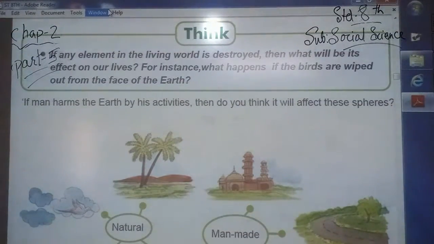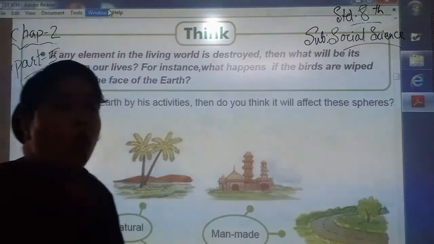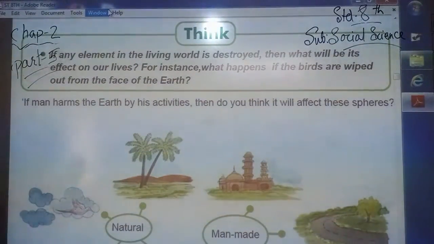This is one of the fifth part of chapter 2, standard 8, subject social science. I think it is the last part of the chapter because we have previously done 1, 2, 3, 4, so this is the fifth part.